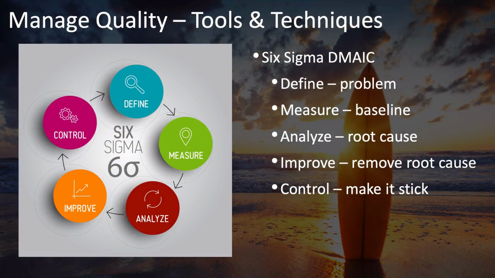Another popular quality improvement model is the Six Sigma DMAIC model, which stands for Define, Measure, Analyze, Improve, and Control, in which you define the problem, measure to create a baseline of current performance, analyze to determine the root cause or causes, improve by removing those root causes, and controlling to make sure that those improvements stick.